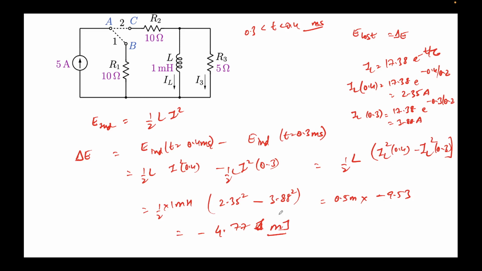Right. So this is how we did it. We simply found the energy loss, which should be the change in whatever energy is presently in the inductor at, let's say, 0.4 and at 0.3. We deduct those two. How to do that? We already know the expression for current, so we put that in, simply solved it, and we got the answer. Yeah, so that is it for today's class. We are just on time.